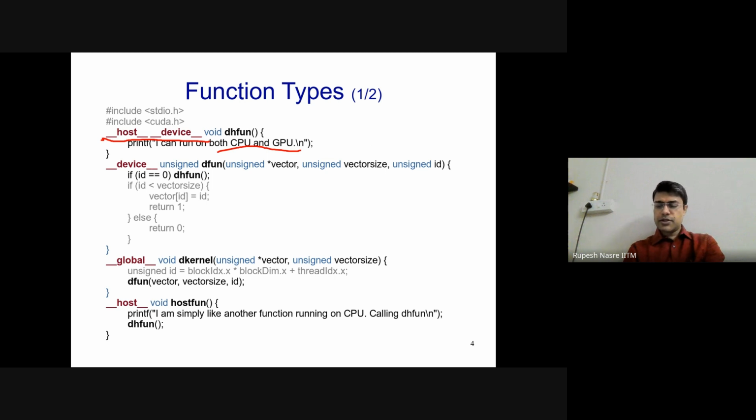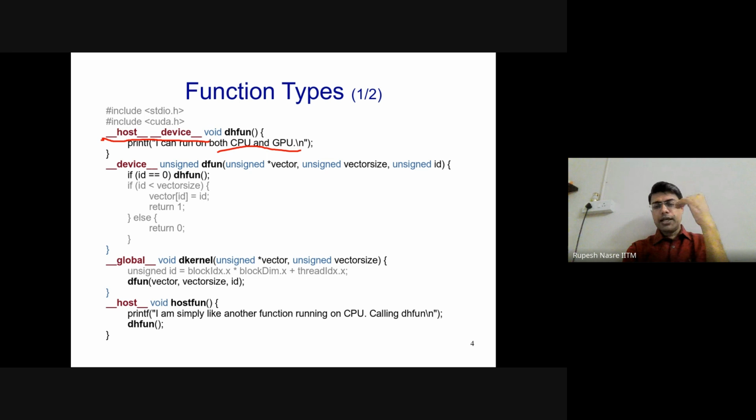Okay, Soumik says, isn't host device equal to global? You tell me, will that be? Global is the entry point into the GPU. Whereas host device functions are essentially auxiliary functions, which of course you can call from the CPU, but you can also call from the kernel. Okay, let me put it this way.